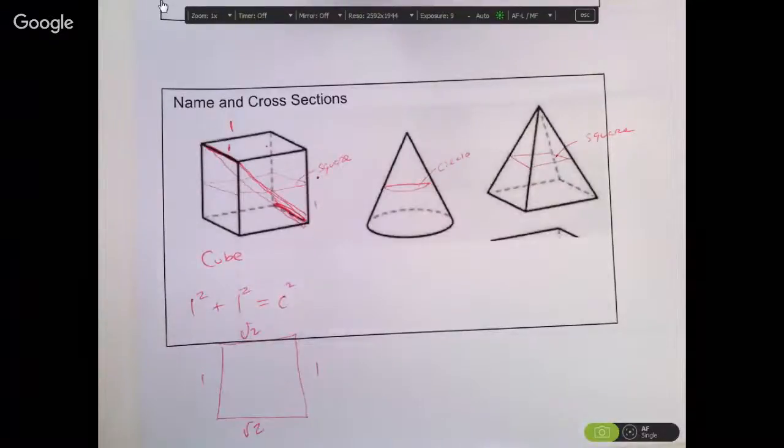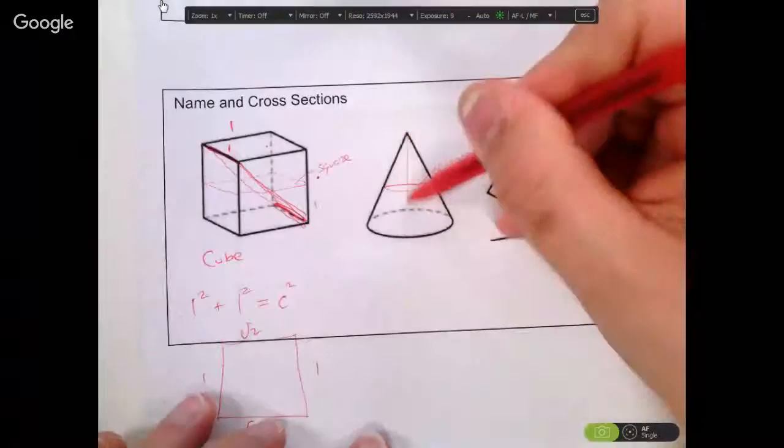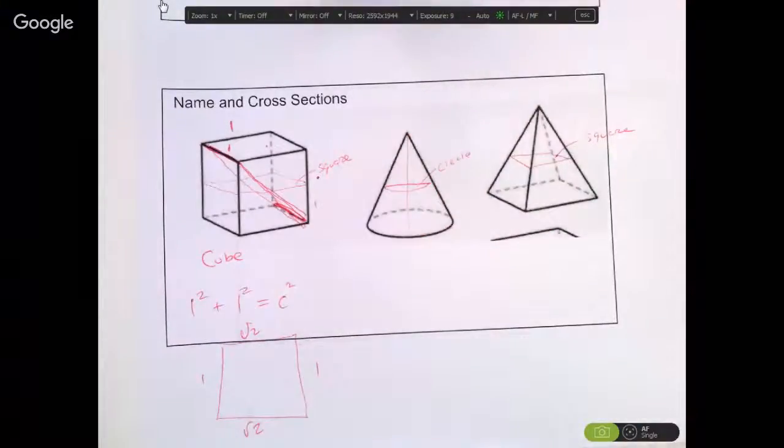If I cut this thing straight up and down like this, what shape do you think that's going to be? Ryan, can you pay attention, please? It's a triangle.